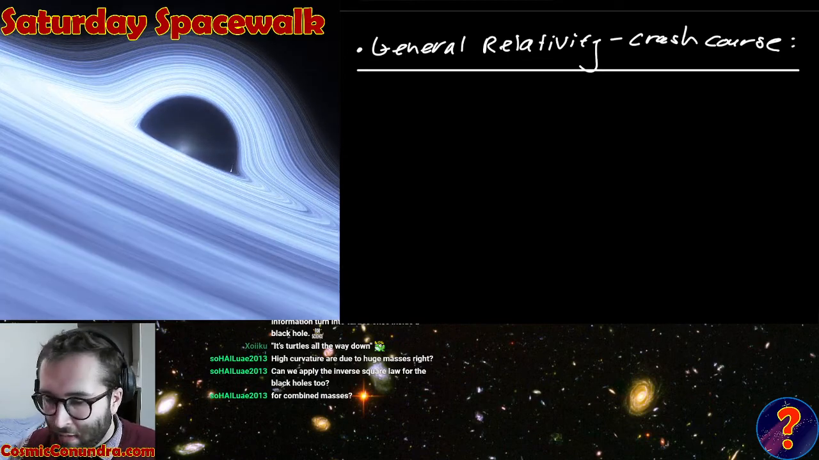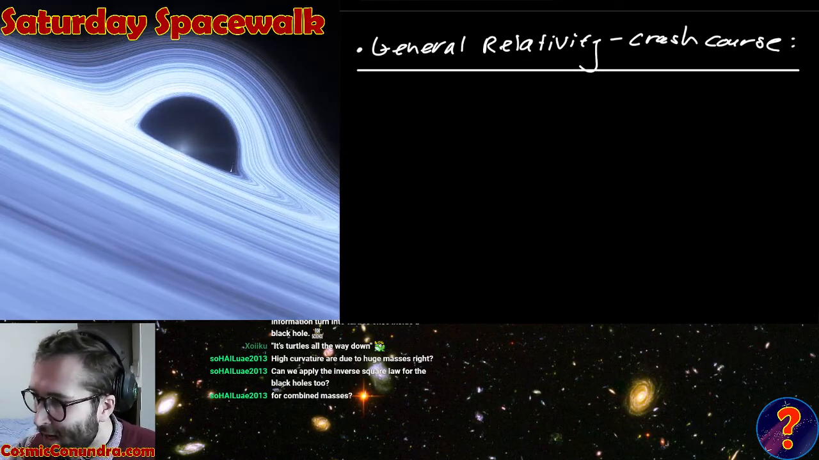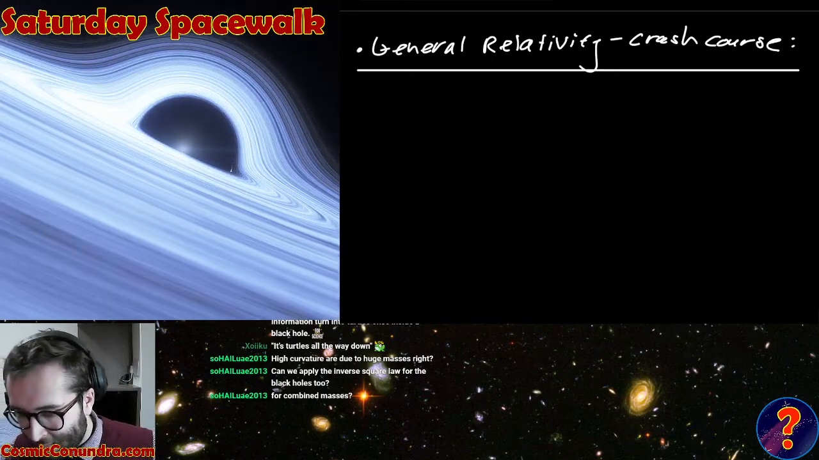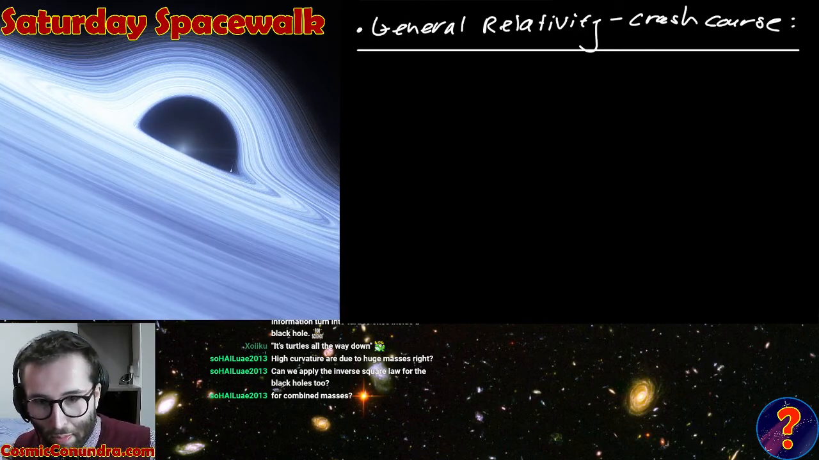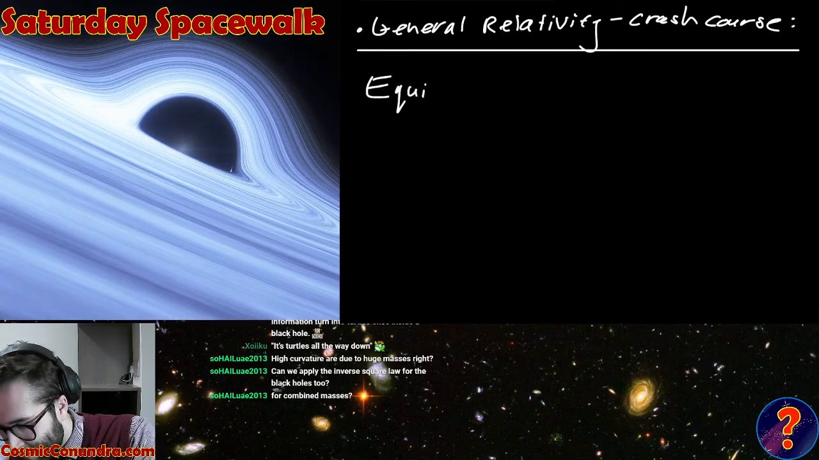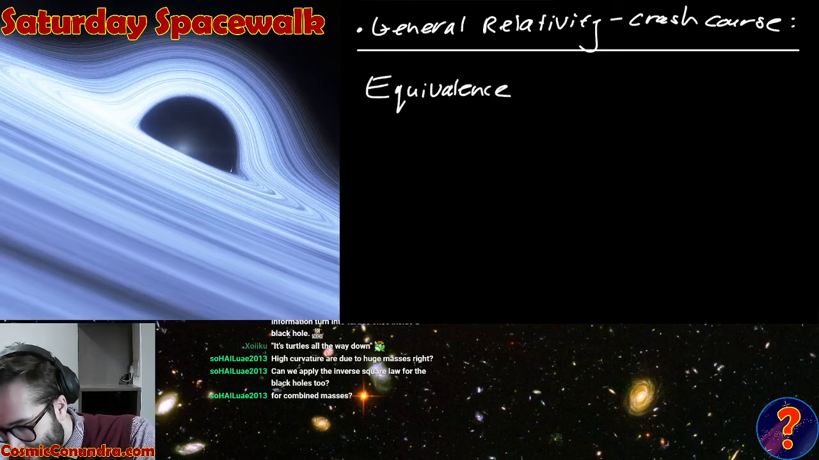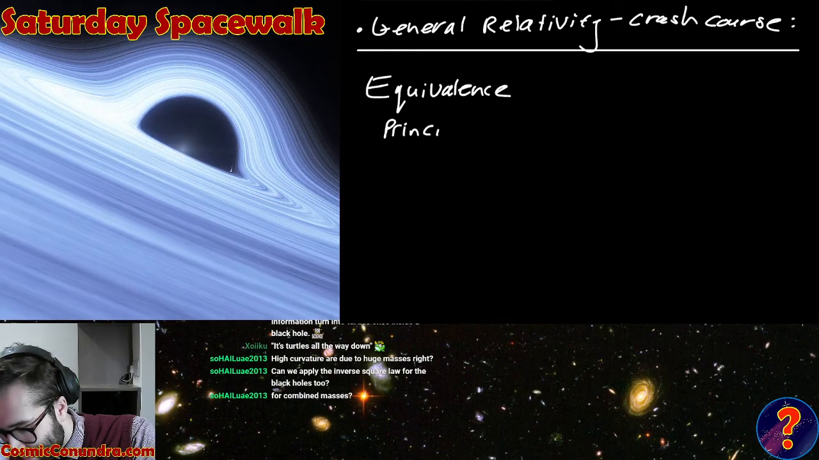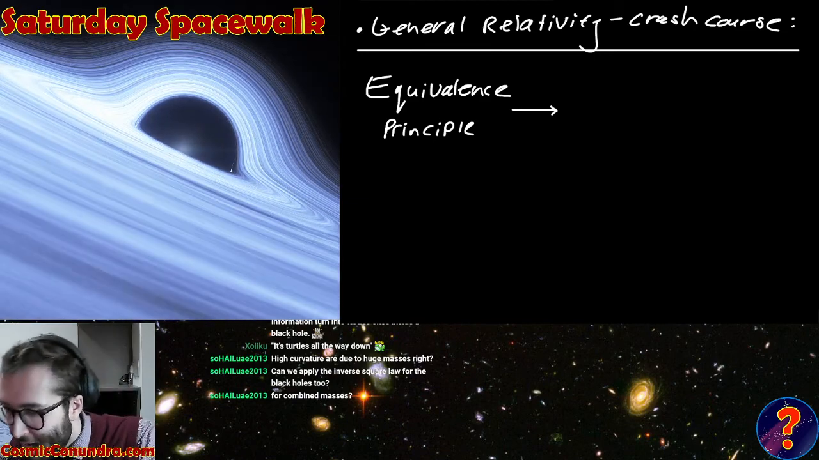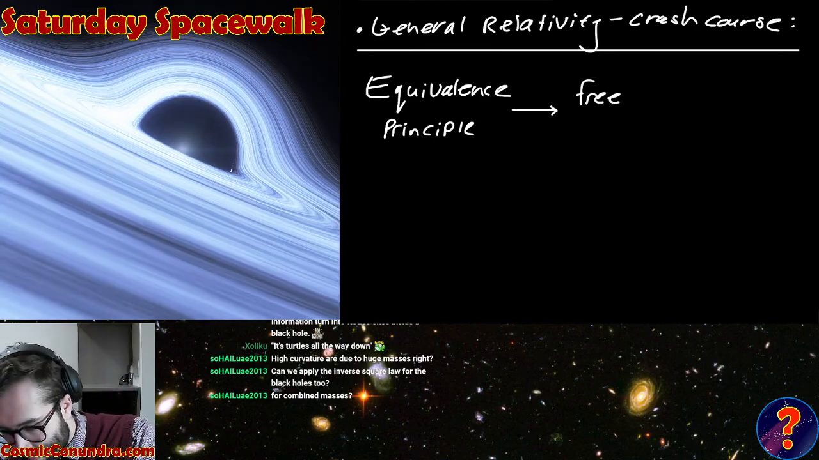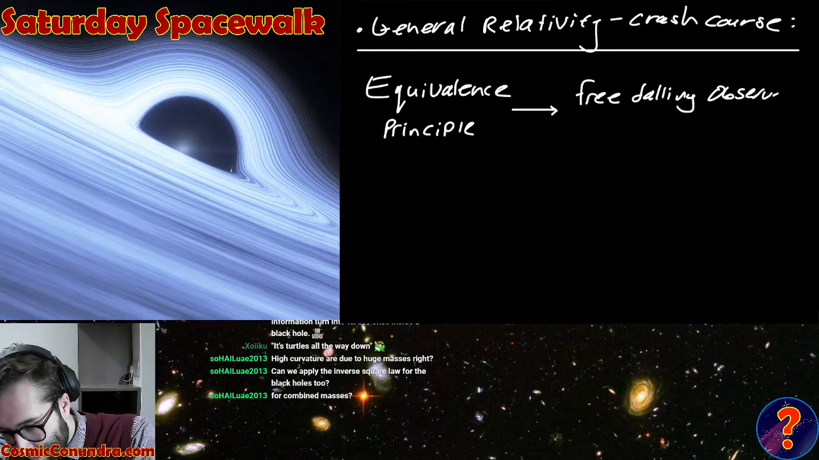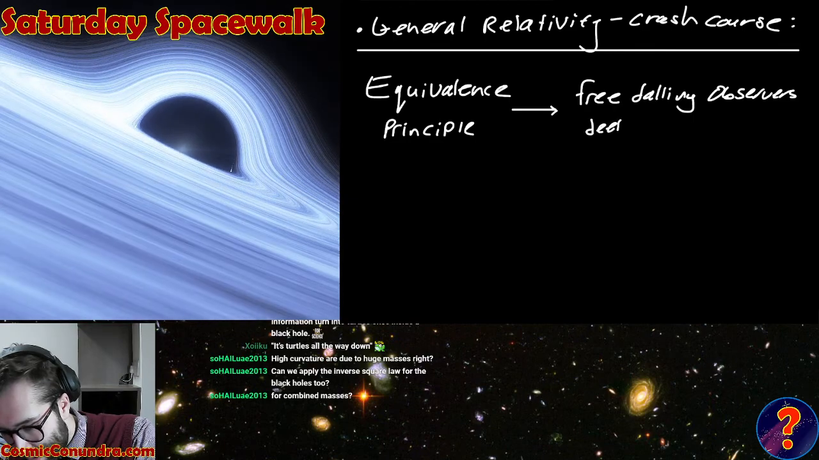But before we talk about the bending of light, we have to summarize a little bit what we actually mean by general relativity. There is one very important principle at the heart of general relativity, and this is called the equivalence principle. There are lots of different ways of stating it, but the way I want to state it is that free-falling objects, or free-falling observers, feel no effect of gravity.